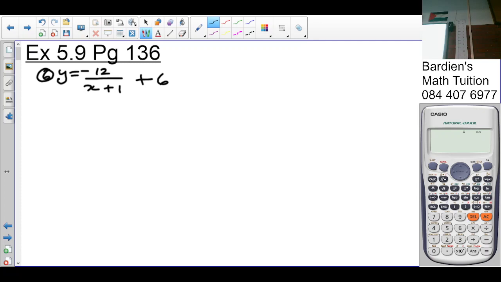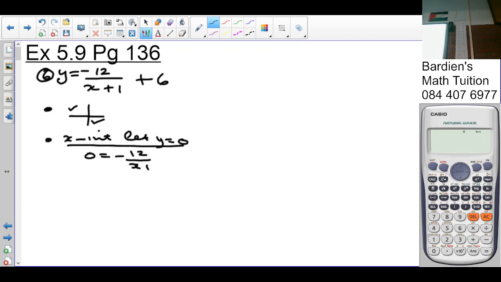Alright, here we go. Listen, first the shape. It's going to be in quadrants 2 and 4. Then we get our x-intercept. What do you do for the x-intercept? Let y equal 0. So 0 is equal to negative 12 over x plus 1, plus 6. You take it over, it becomes 12 over x plus 1 equals 6 over 1. You cross multiply, so 6 times x plus 1 equals 12. Divide by 6 on both sides, which gives 2. So x is equal to 1.